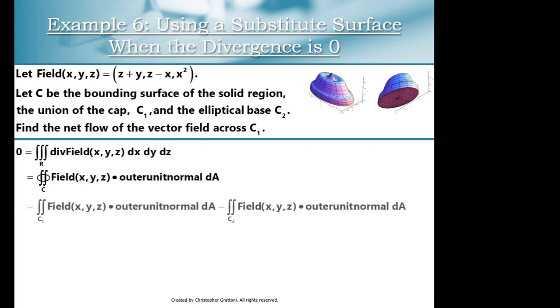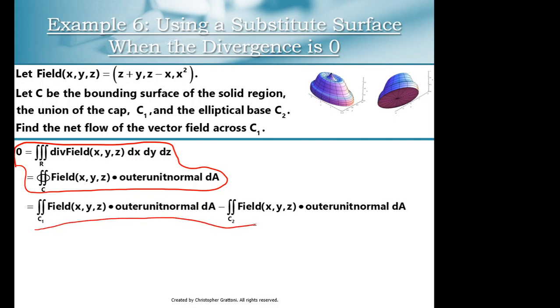So what I'm going to do is take the information from the previous slide. I've written it out like this. 0 equals the triple integral of the divergence, which equals the surface integral of field dot outer unit normal for my closed surface. I can break it apart into two pieces like this. This is for the pointy cap. This is for the elliptical base.